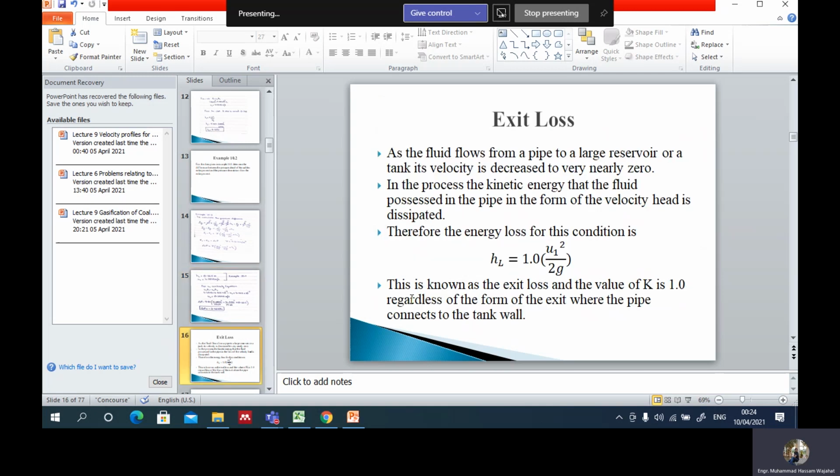Then we have the case of an exit loss. Look at the difference between sudden enlargement and exit loss. Sudden enlargement was nothing but flow from a small pipe to a large pipe. Exit loss is the flow from a small pipe into a reservoir. जो रिजर्वायर होता है ना, वो ह्यूज होता है. आपको मैंने लेक्चर 6 में बताया था जब हम रिजर्वायर की बात करते हैं. और जाहिर सी बात है, अगर वो ह्यूज होता है तो उसकी वॉल्यूम सिग्निफिकेंटली लार्ज होगी. छोटी नहीं होगी, बड़ी नहीं होगी, बहुत बड़ी होगी.